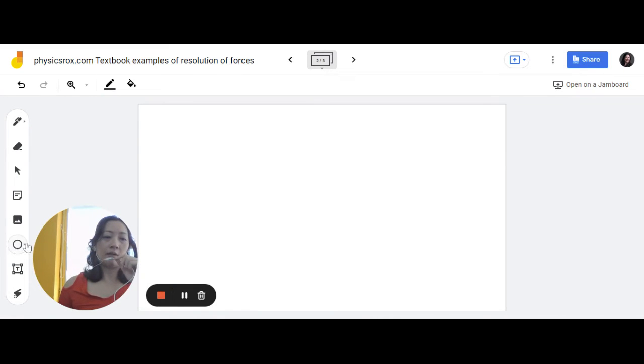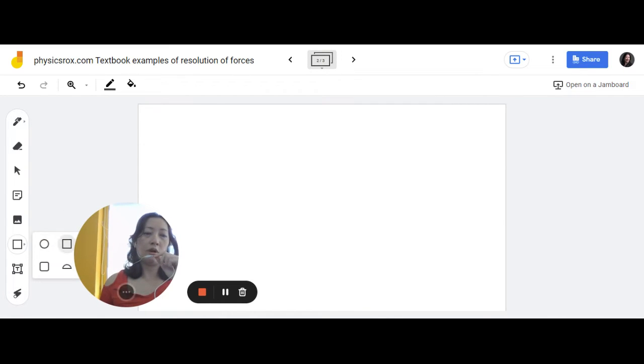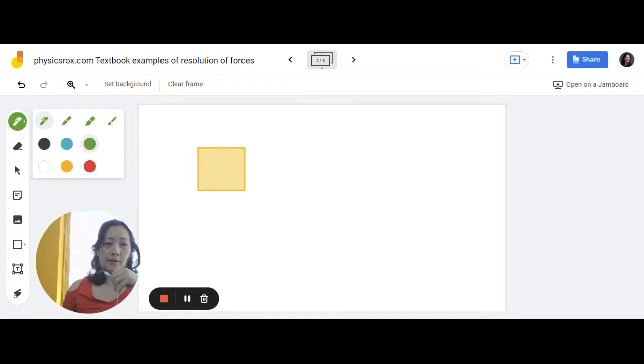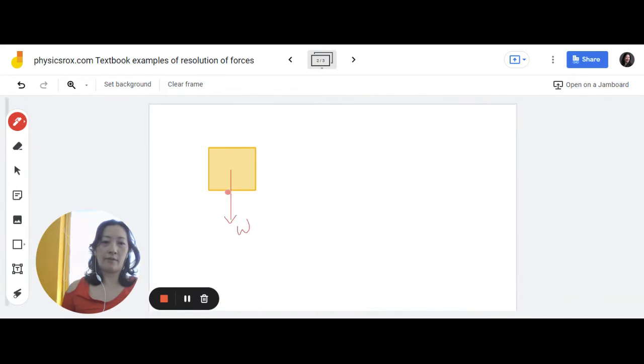Okay, I'm just going to draw the object here. Okay, let's say like this, all right? And I'm just going to label all the forces first, like a free body diagram. We have W. Let me just check what we have. Friction is here. Whoops.